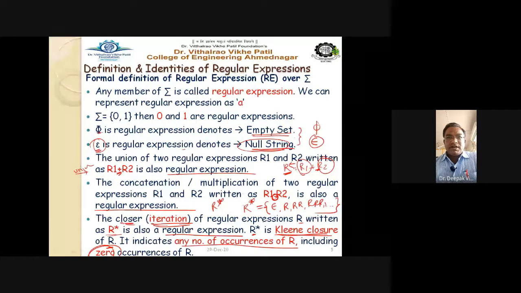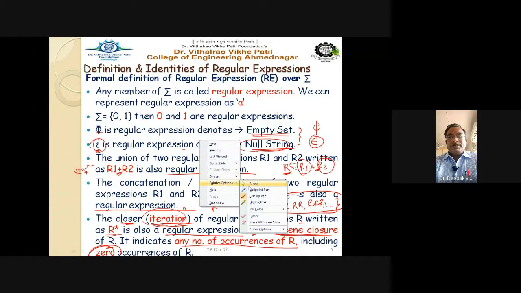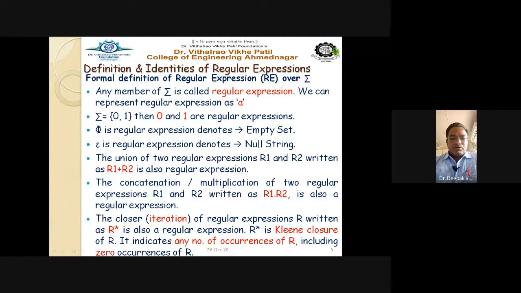Getting this point? The star indicates the empty string, including zero occurrences, as well as one or more occurrences. The significance of star, or the iteration, includes zero as well as any number of occurrences of that particular regular expression, and R star is also a regular expression. Just see it once again. Any member of the input set sigma is a regular expression. For example, if sigma equals 0, 1, then 0 is a regular expression and 1 is also a regular expression.